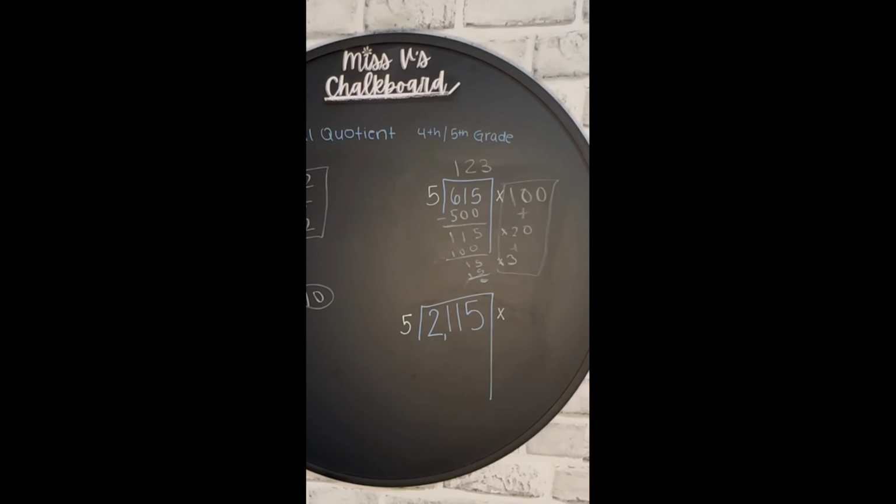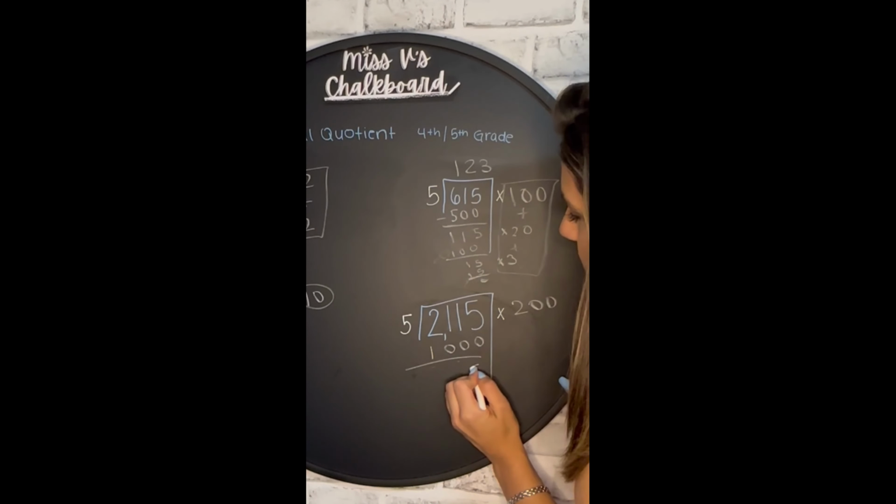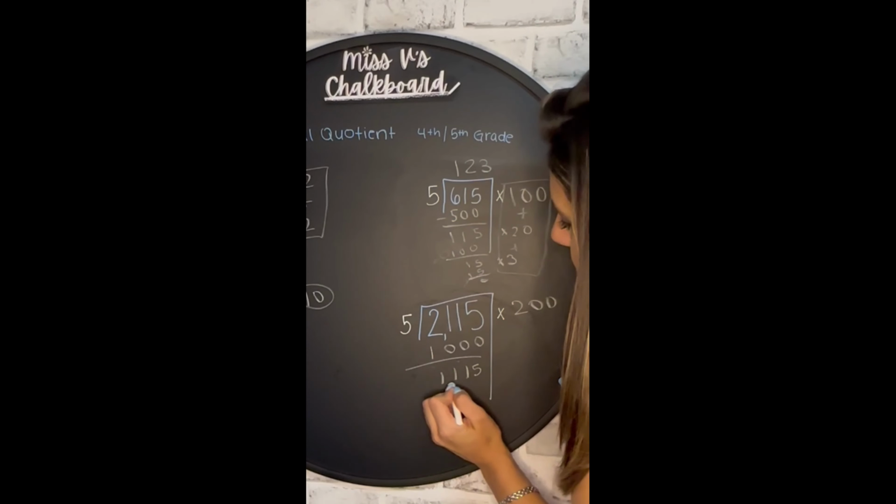Okay, 2,115 divided by 5. Again, I look at my divisor. How many times can I multiply this to get close to 2,115? I can't use really any of my friendly numbers. I'm not going to be able to use times 10, times 100, times 1,000. But maybe I want to do 200. And again, I remind the students that we have 5 times 2 is 10, and I can add my 2 zeros in case multiplying numbers like this is a little challenging for them. When I subtract, I get a 5, a 1, 1, and 1.